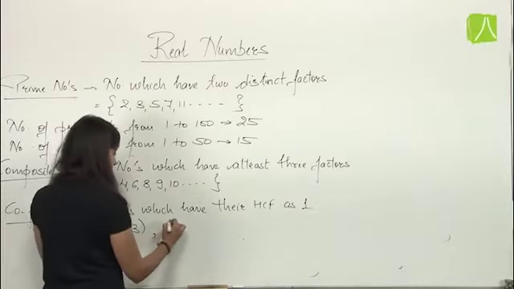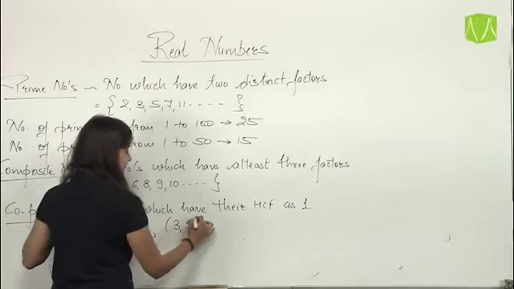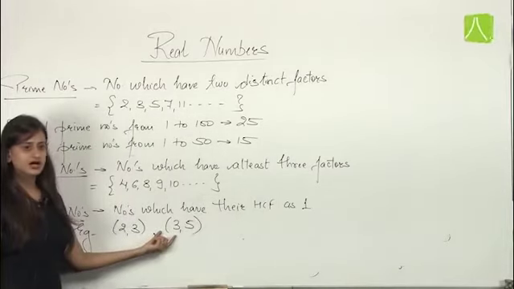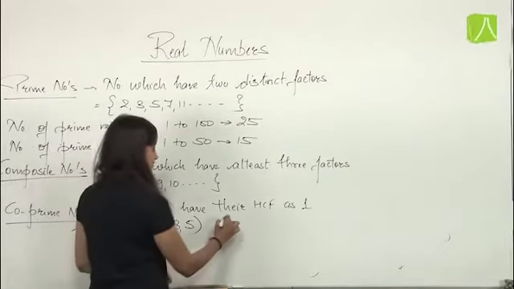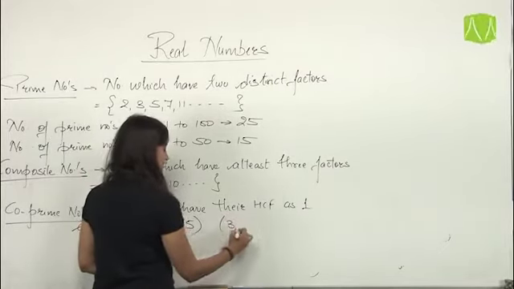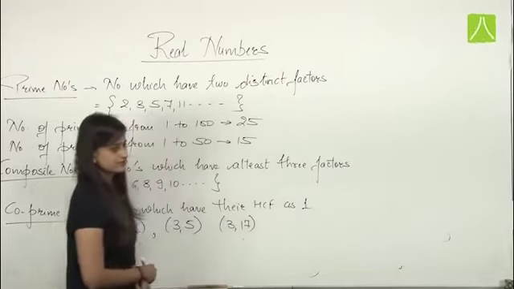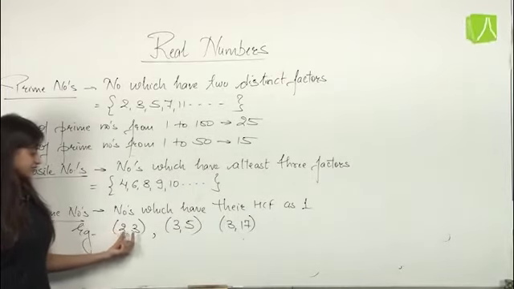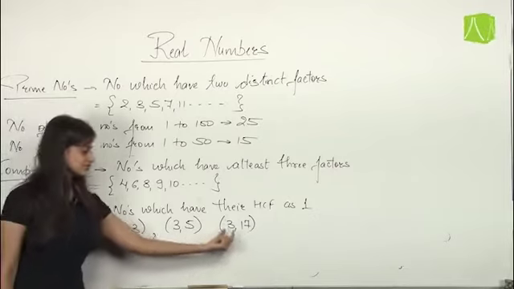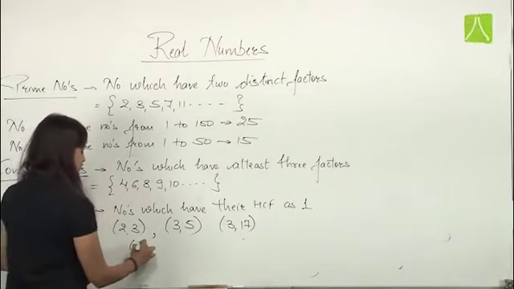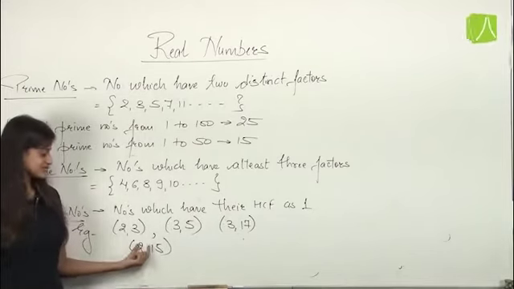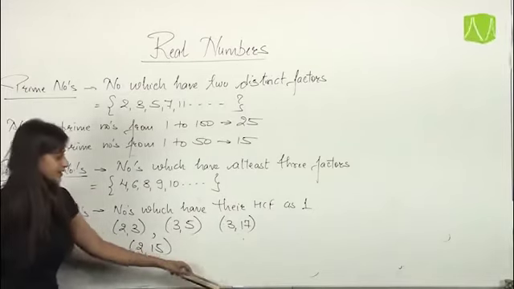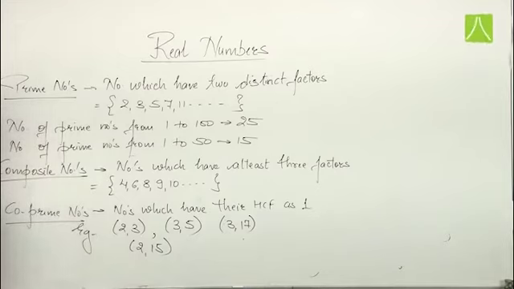Similarly, 3 and 5. These two numbers are also co-prime as their HCF is also 1. It can be like 3 and 17. So we have taken examples where both are primes. 2 and 15 are also co-prime numbers since their HCF is 1. So we read about prime numbers, composite numbers and co-prime numbers.